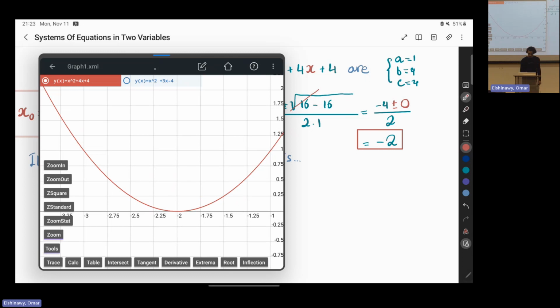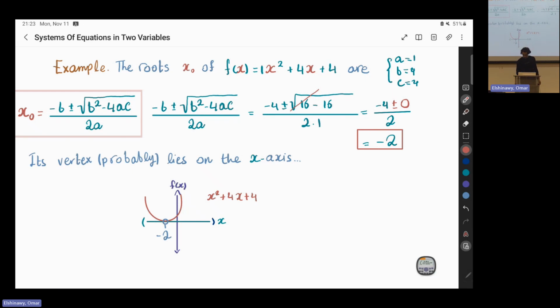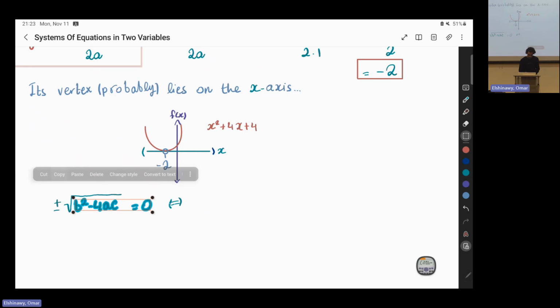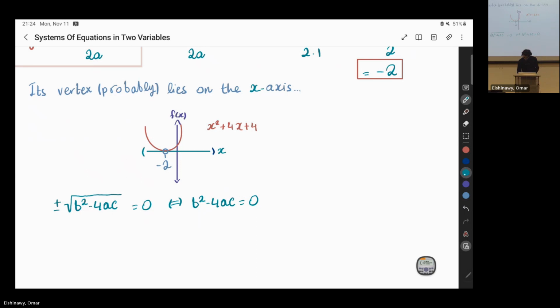And it is the only point at which it touches the x-axis. Coincidentally, it is also the case where this part, the square root, is equal to 0. This is going to be 0 if the square is 0, because 0 is the only number whose square gives you 0. So I can just say that if the inside part is 0, then the outside part will be equal to 0. So this can actually be a test for me. When I have b squared minus 4ac equal to 0, then I can say I have 1 solution.